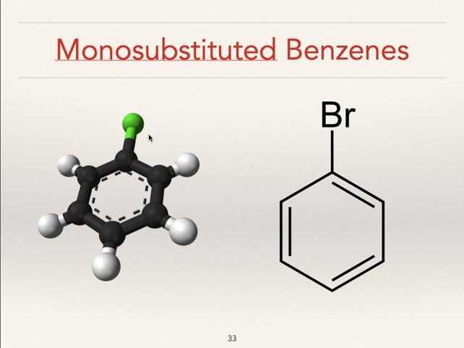And the way you name these is pretty straightforward. If you put a chlorine atom on, it's chlorobenzene. If you put a bromine atom on, it's bromobenzene. If you had put a fluorine atom on, it would be fluorobenzene. If you had put an iodine atom on, it would be iodobenzene. So that naming should be pretty straightforward.